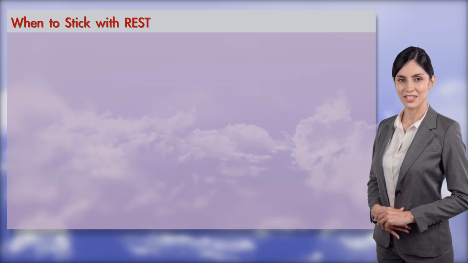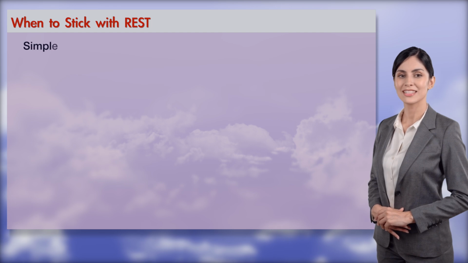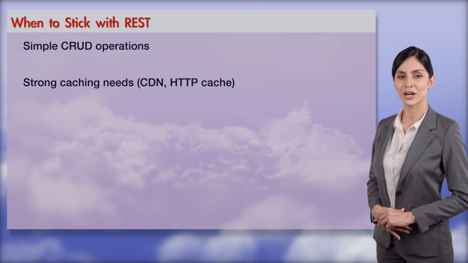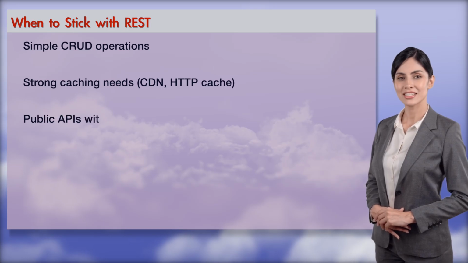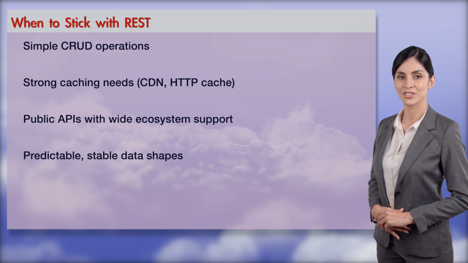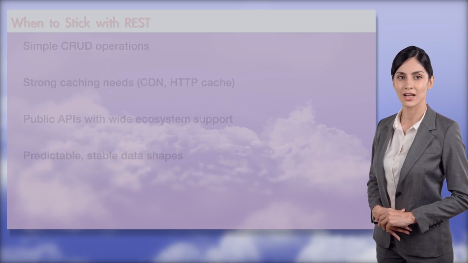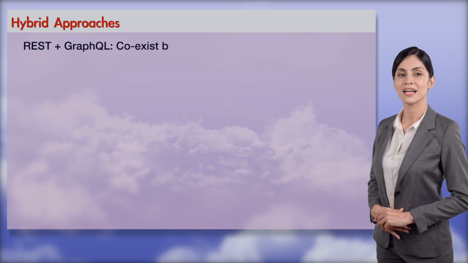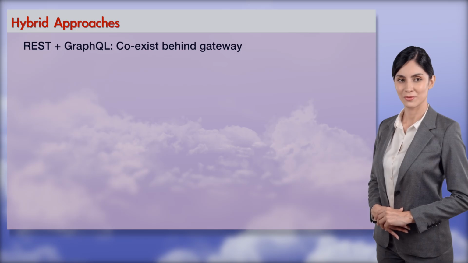When to stick with REST: for simple CRUD operations where fixed endpoints are sufficient. When strong HTTP caching, like CDNs or browser cache, is critical, REST caching is mature and widely supported. For public APIs where broad ecosystem support matters, when data shapes are predictable and stable over time. Hybrid approaches: many teams run REST and GraphQL side by side behind the same API gateway.